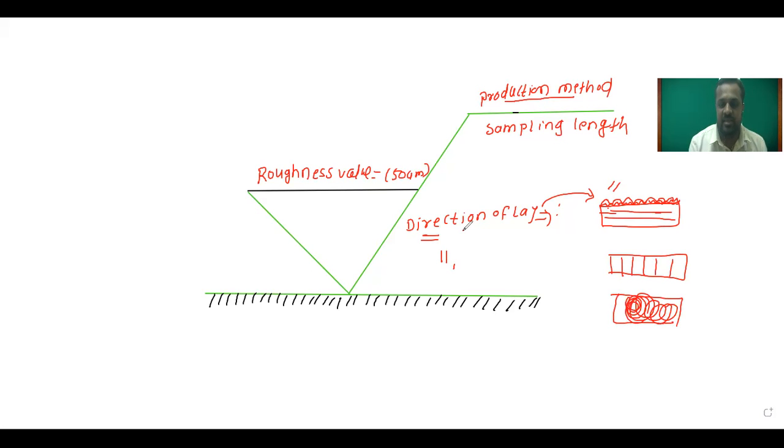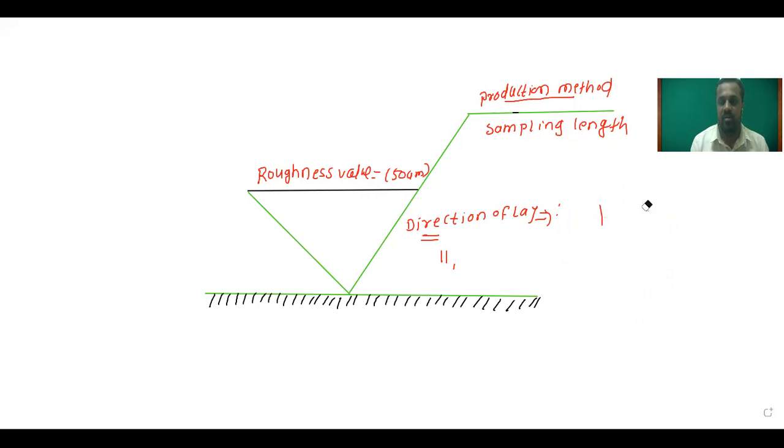See, this information will be shown by the direction of lay. The direction of lay will show the direction or pattern of the irregularities, whether the irregularities are parallel, perpendicular, or circular like this. It is called the direction of lay. This portion will indicate the direction of lay. Okay, understood?